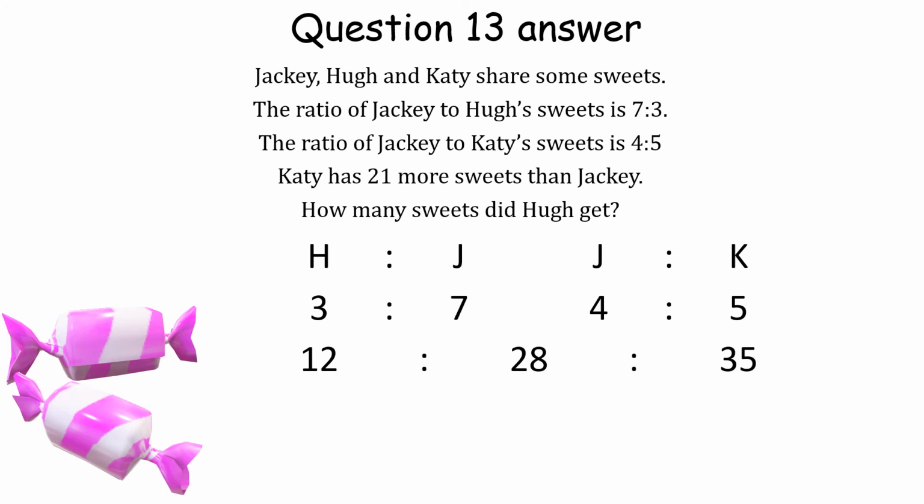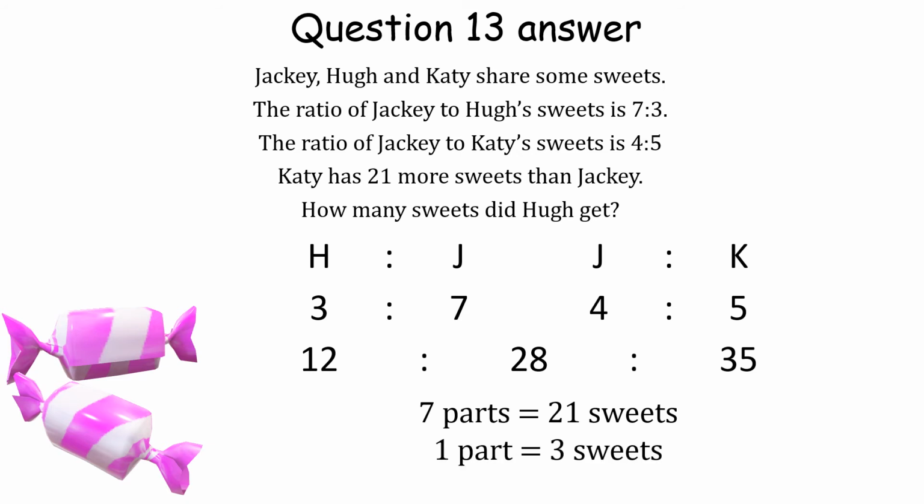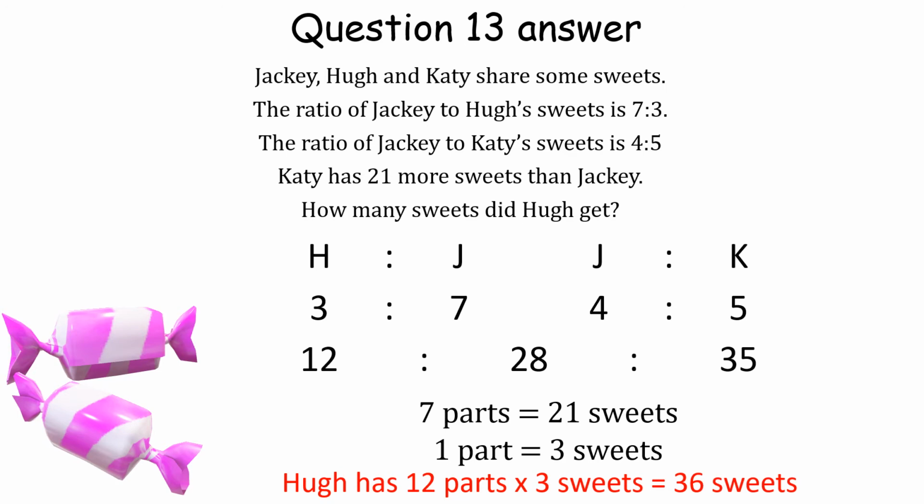The difference between Jackie and Katie is 35 minus 28, which is 7 parts. We've been given that Katie has 21 more sweets than Jackie, so 21 sweets equals 7 parts. Therefore, 1 part equals 3 sweets. Hugh has 12 parts. Therefore, he has 36 sweets in total.